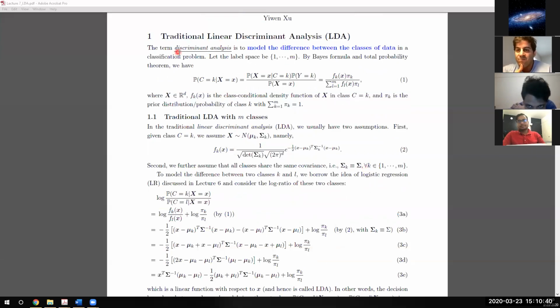Now, again, the discriminant analysis is to model the difference between the classes. To achieve this, what is the difference between different classes, right? What we're going to do is this: for example, I'm comparing the log ratio of class K versus class L. You can see it. And remember, this is the same as the technique that we used in logistic regression. Remember it?